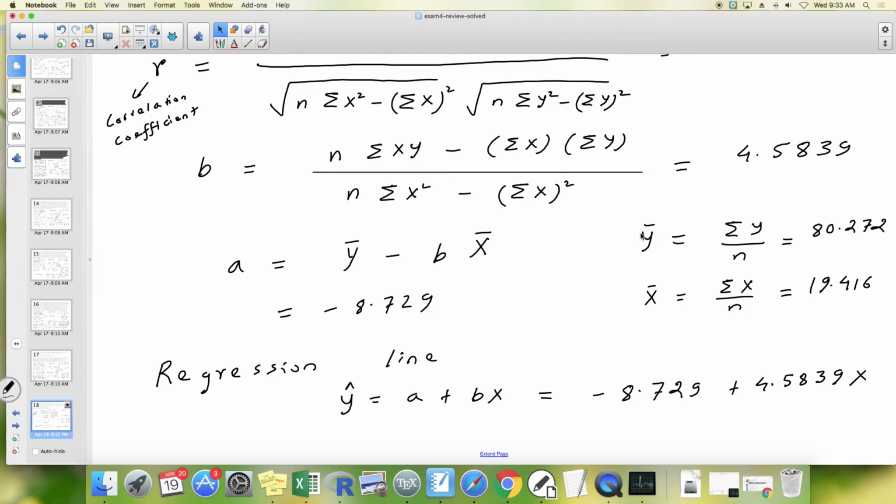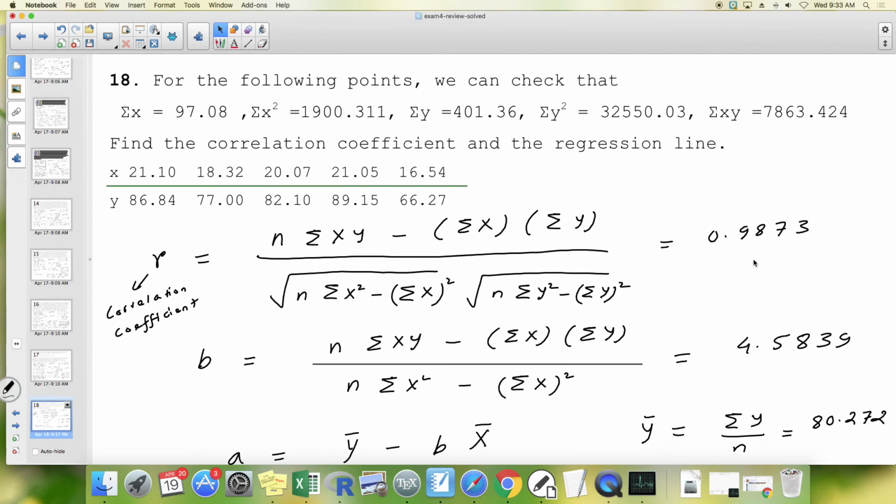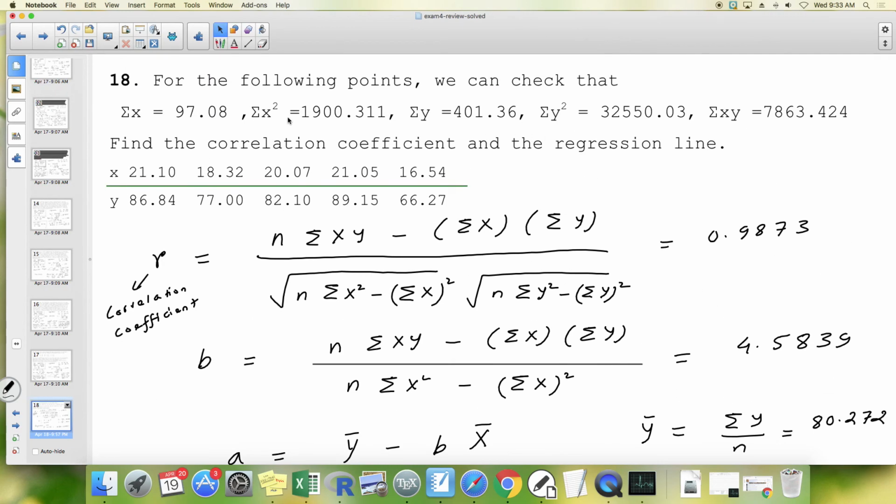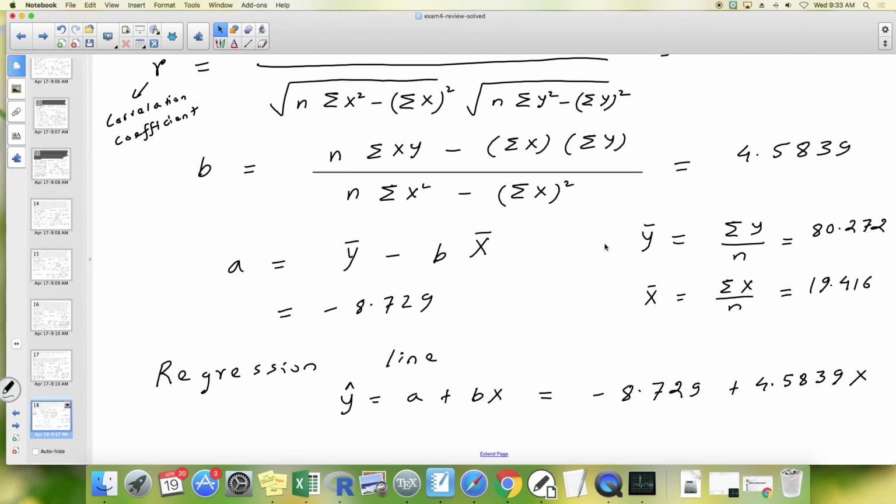So what's y bar? It's sigma y divided by n. I mean, that makes sense. Y bar is the average of y's. So you sum up all the y's and divide by the total number. So if you plug in the sigma y and n equals 5, this comes out to be this. Similarly, x bar is sigma x divided by n. Once again, you plug in this value of sigma x and n equals 5, you shall get this value. So you have y bar, you have b, you have x bar.